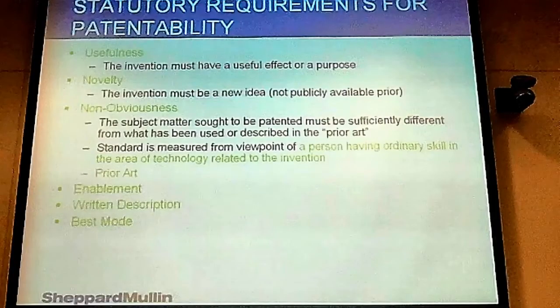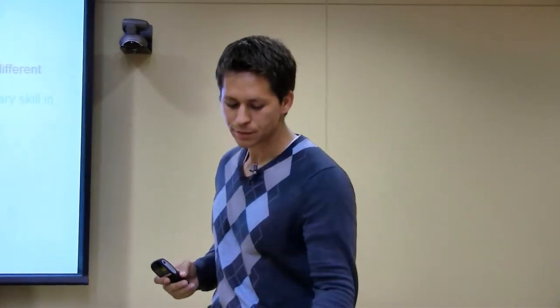Enablement essentially means that you have to have enabled somebody in the art to practice your invention in your disclosure. Your written description is the specification that I mentioned earlier, just describing different embodiments of your invention, how it works, the materials used, temperature ranges, anything like that that you can think of. Anything that would specifically allow somebody to practice your invention. And best mode, how you think your invention is best put to use.